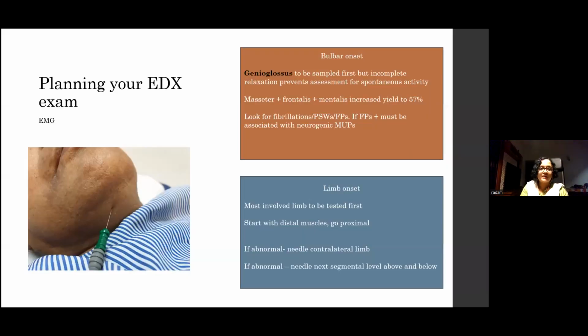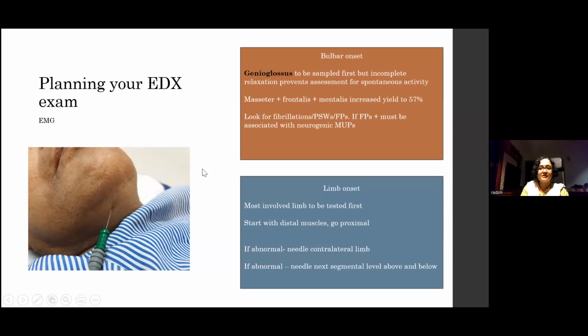So how do you plan your examination in a patient with motor neuron disease? If it's bulbar onset, ideally you should go for your craniobulbar muscles. Genioglossus is the muscle that everybody prefers, and this is usually the way to do it. Some people put the needle in through the intraoral route, which is very uncomfortable for the patient. I prefer this, it's a little bit more comfortable.